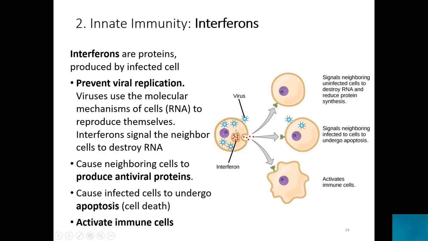How do they do it? Viruses, to reproduce, use our nucleus with DNA and RNA. And interferon signals the neighbor cells to destroy their RNA. So even if viruses get into that cell, they will not be reproducing. That cell already destroyed its RNA. Next one, what else can they do? They can make those neighboring cells start producing antiviral proteins too.